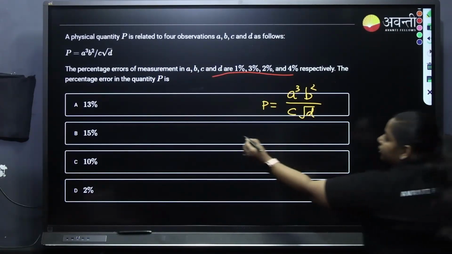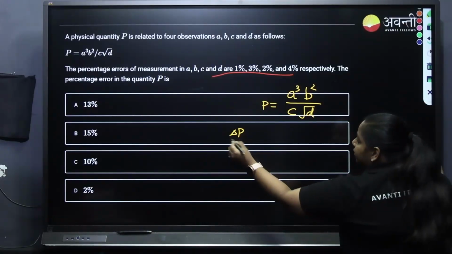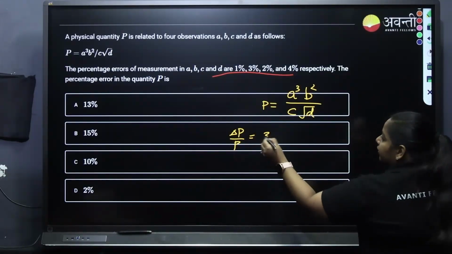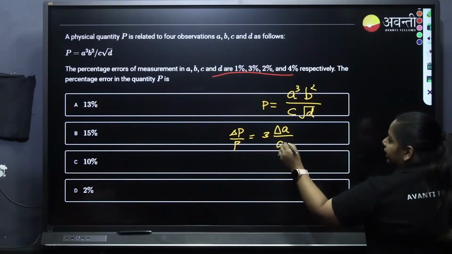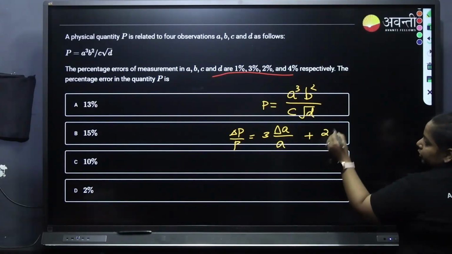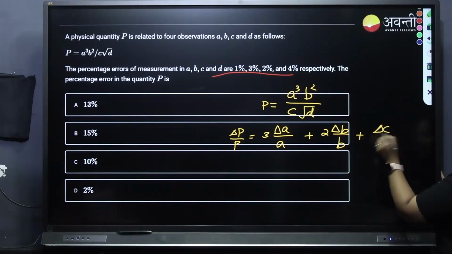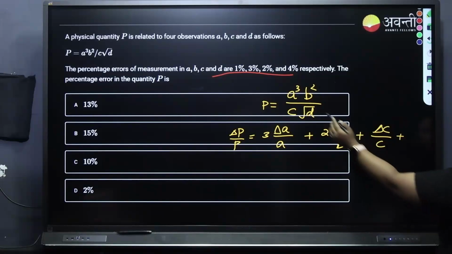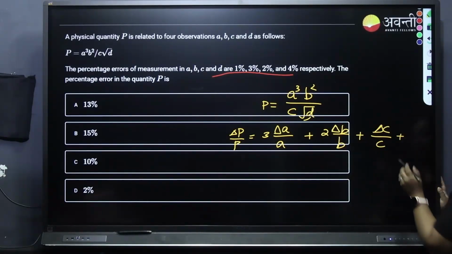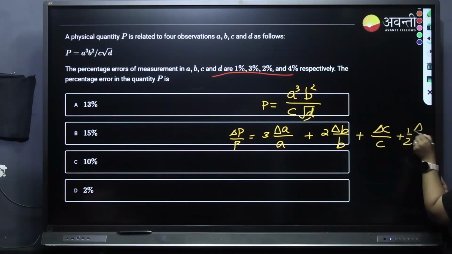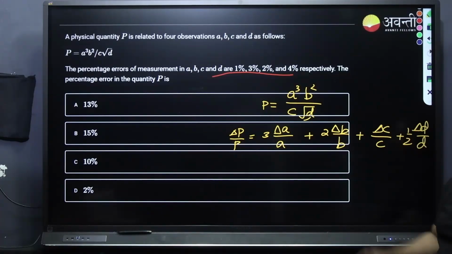When we apply the formula, it will be like this: delta P by P equal to 3 into delta A by A plus 2 into delta B by B plus delta C by C plus, for root D, 1 by 2 is the power, so 1 by 2 delta D by D. Is this correct? We are applying the power rule here, and we get the relative error.